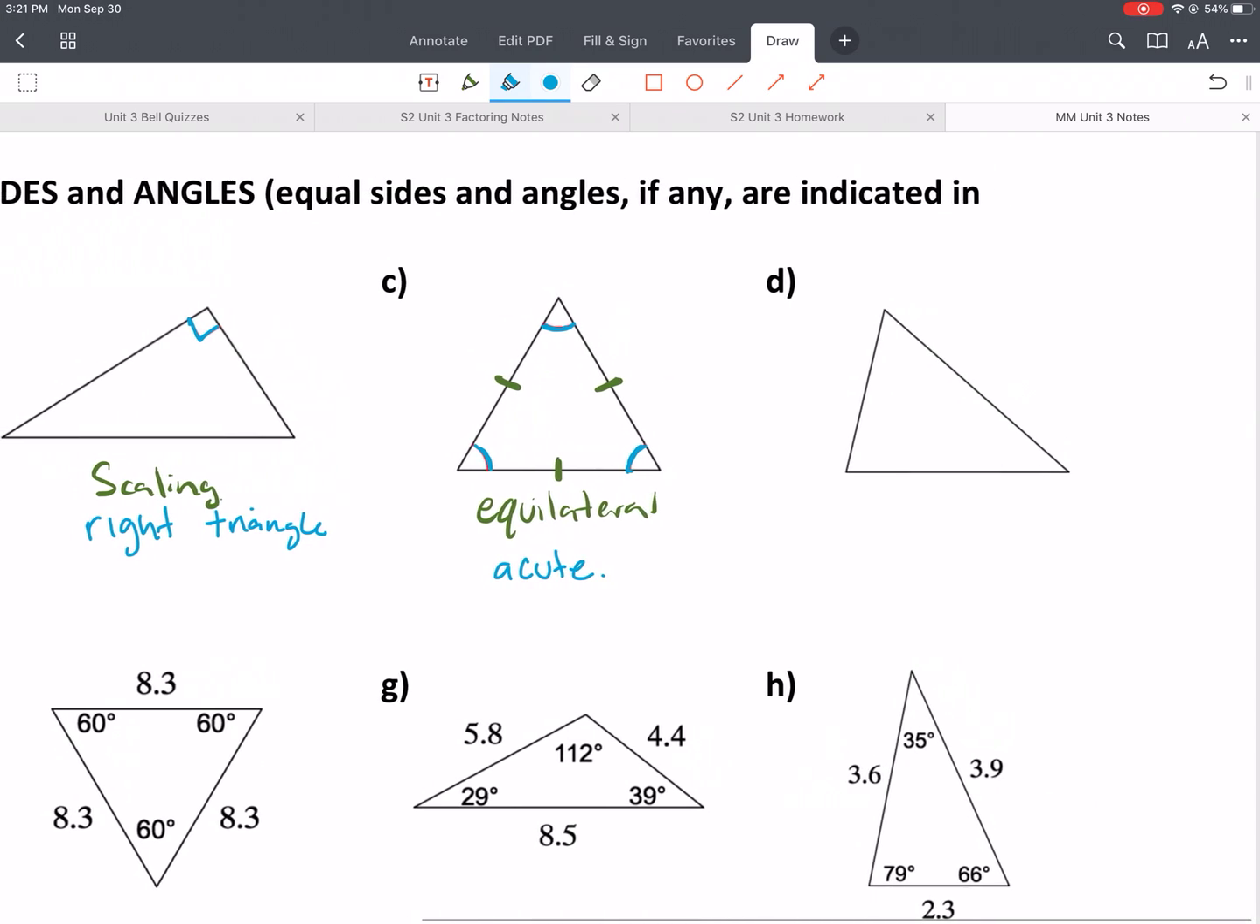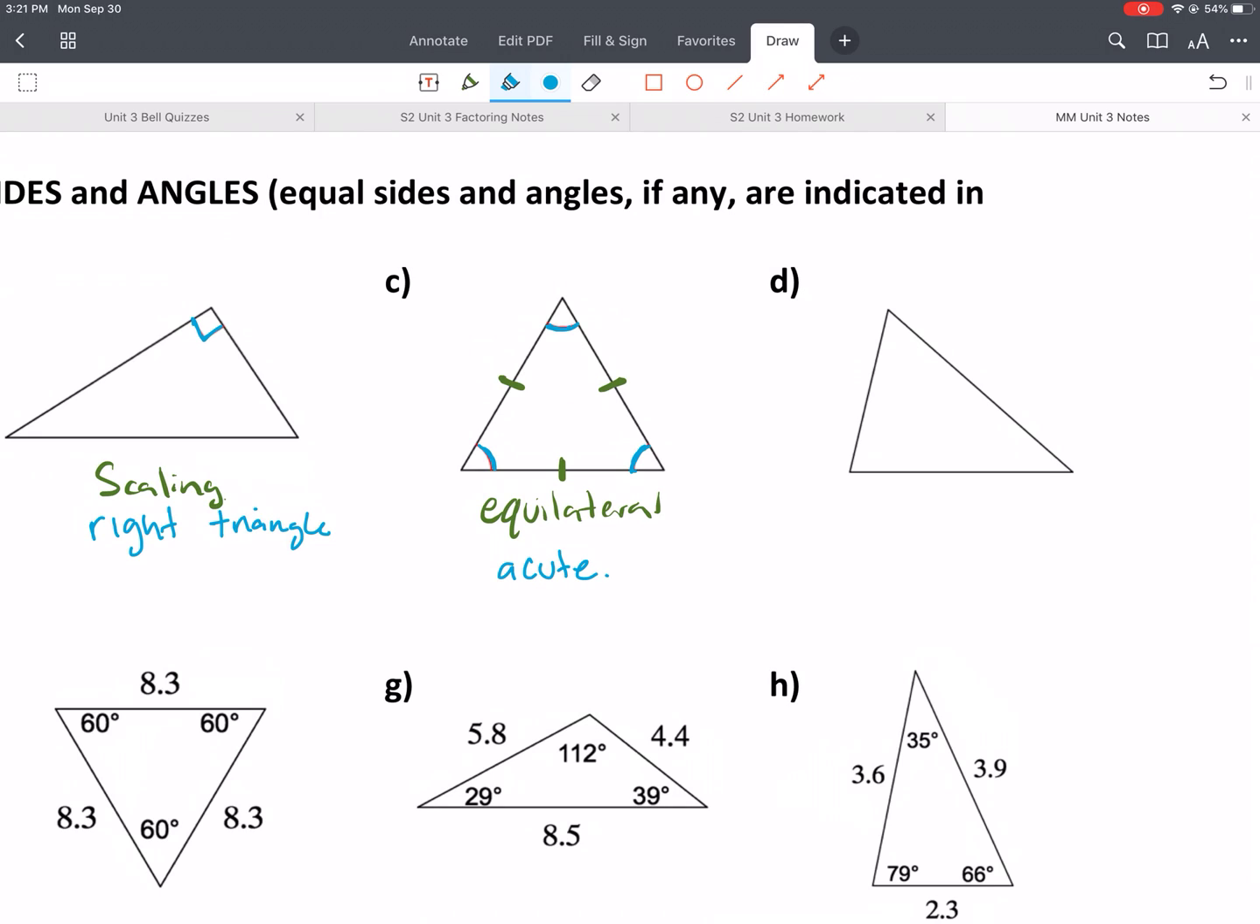D, we don't have any ticks saying that any of the sides are the same, so this would be scalene. Then for the angles, I don't see any 90 degrees, and I don't see anything that's greater than 90, so I would say this would be acute.